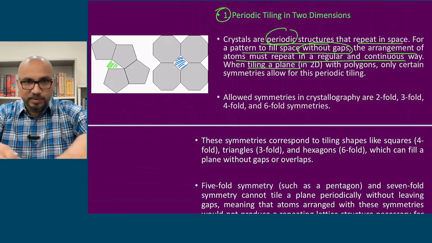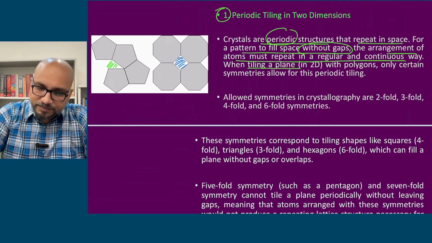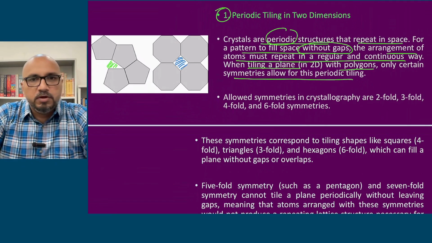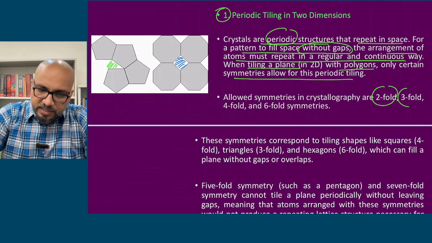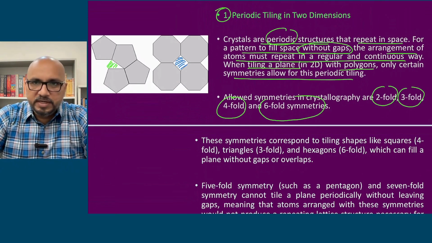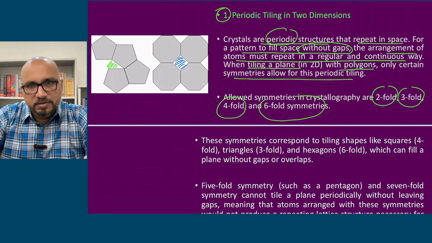फर्श है, टाइल्स तुम लगाते हो ना, so when you are tiling a plane, so 2D में with polygons, only certain symmetries allow for this periodic tiling. या तो 2-fold, या तो 3-fold, 4-fold and 6-fold symmetries. So you can have only these symmetries for perfect tiling of a plane.